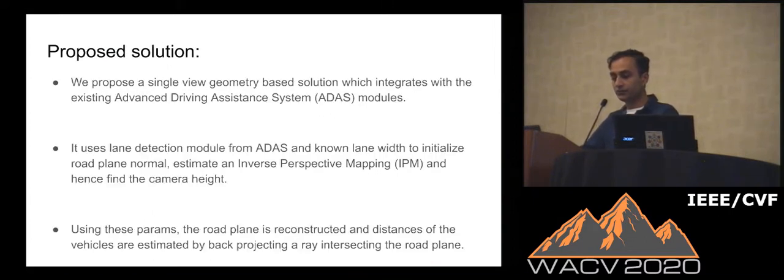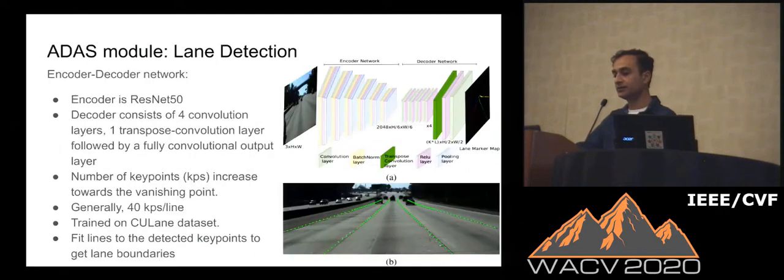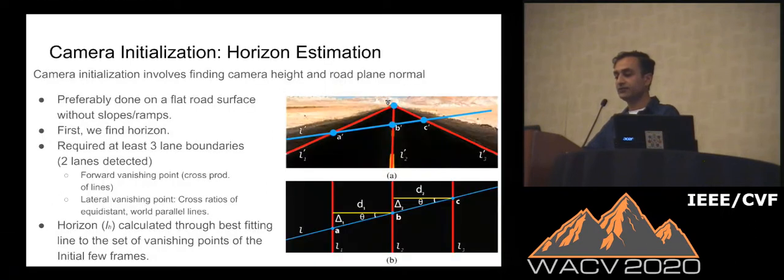We, on the other hand, propose using single-beam geometry, which uses a monocular dash cam and onboard lane detection modules. This helps in finding an inverse perspective mapping and thereby camera height, and these parameters are then in turn used to estimate distances. For the lane detection module, we use a simple deep learning based decoder network which maps lane lines to key points. Lines are fitted to the detected key points to find road lanes.